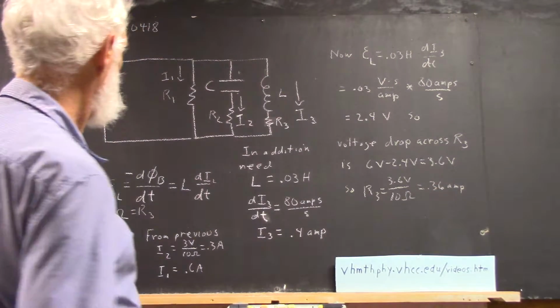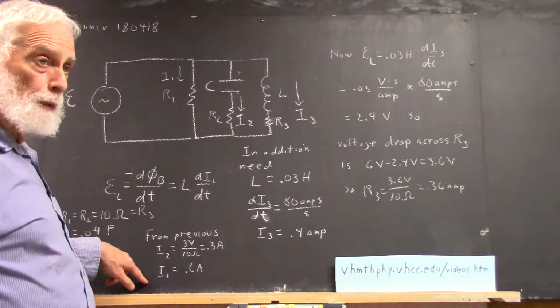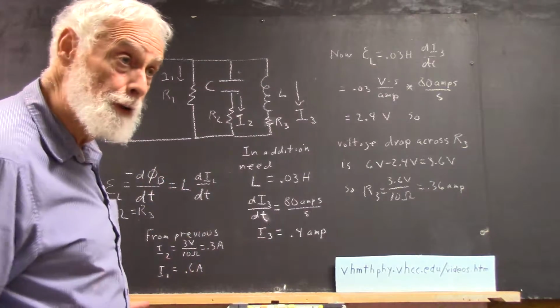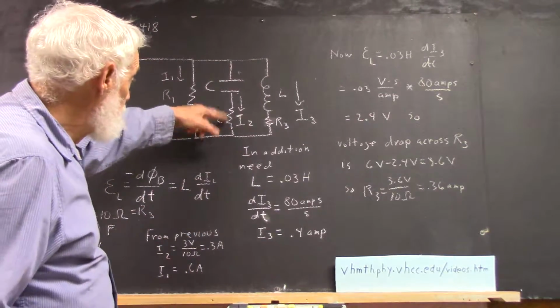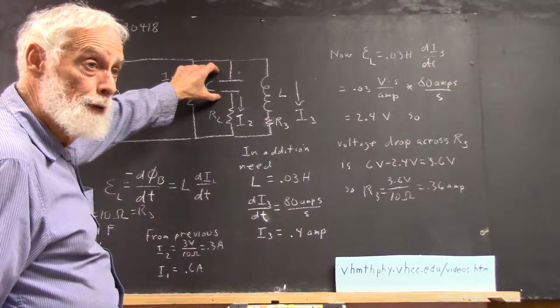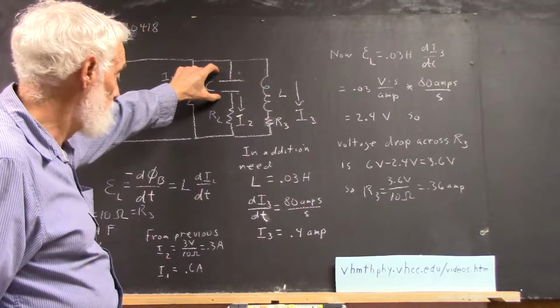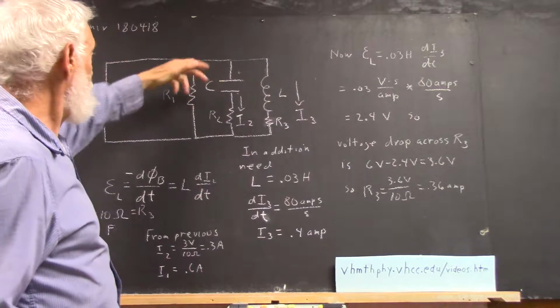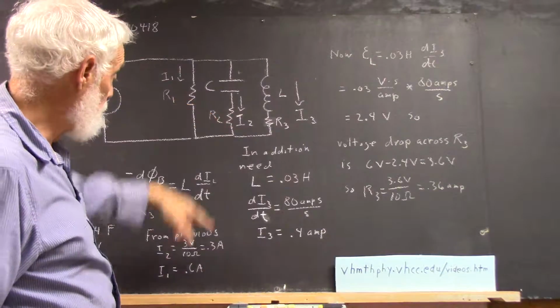Now, previously we obtained I2 and I1. We called them I3 and I2 last time, but clearly the voltage drop across here, if this voltage drop is 3 volts, then since you have 6 volts between here and here, this has got to be 3.